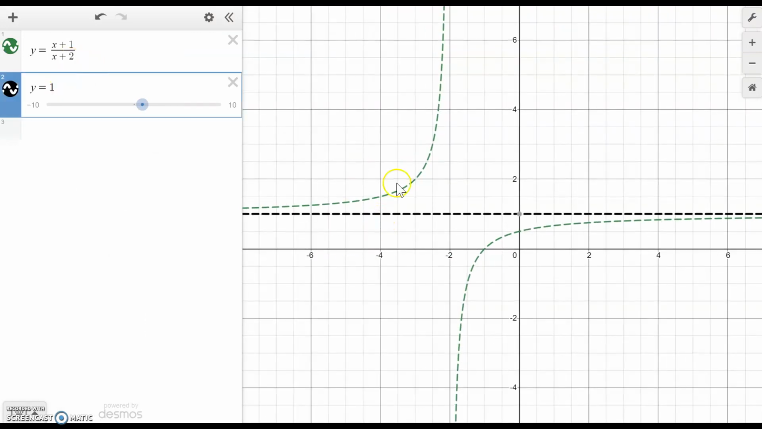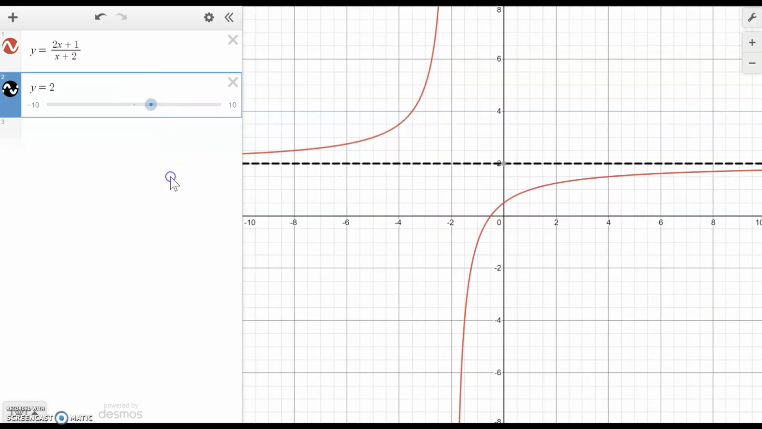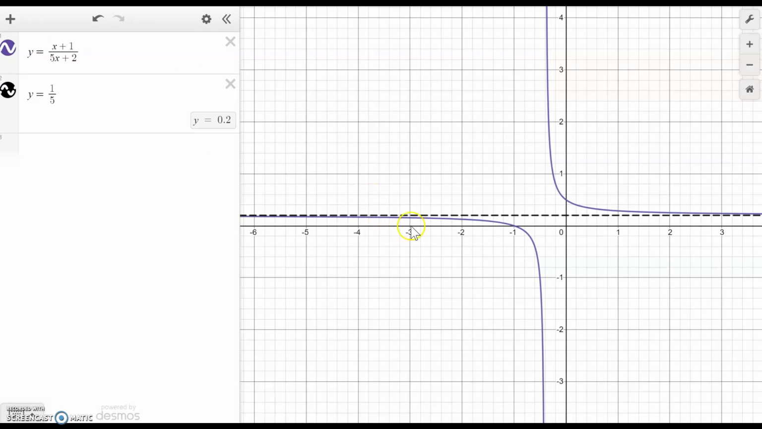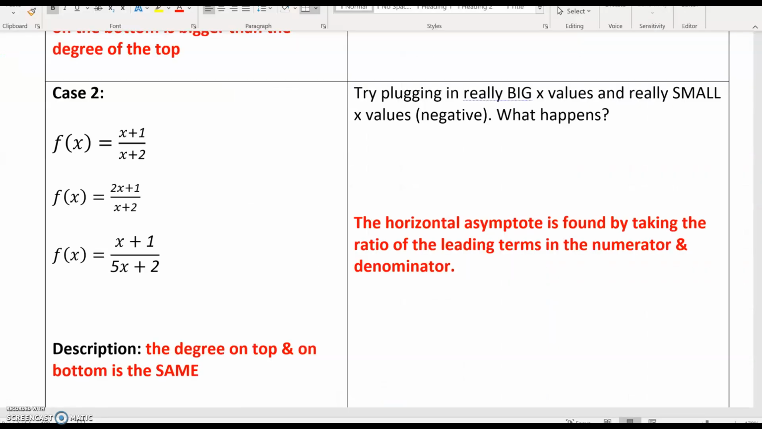So this first one has a horizontal asymptote at y equals 1, and you can see that the end behavior tends towards that line. Whereas this one is at y equals 2. The ends tend towards that line. And last but not least, this last one, the horizontal asymptote is actually at 1/5. So the ends are hugging or approaching that line as well.